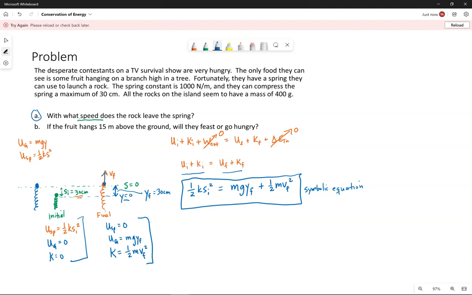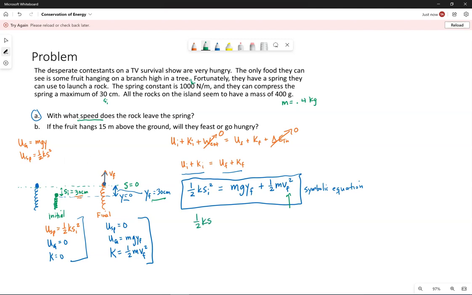We want the speed, so we want v final. We have k, that's the 1,000 newtons per meter. We have s initial, the 30 centimeters. We have the mass of the rocks, but we'll want that in kilograms. We know g. We know y final is the 30 centimeters, which we will want in meters. So we have everything we need in order to solve for v final.